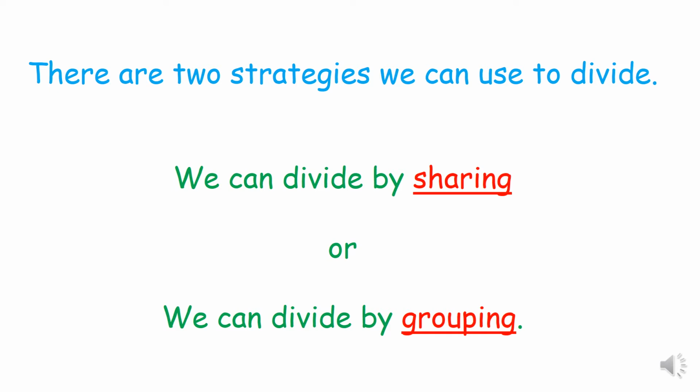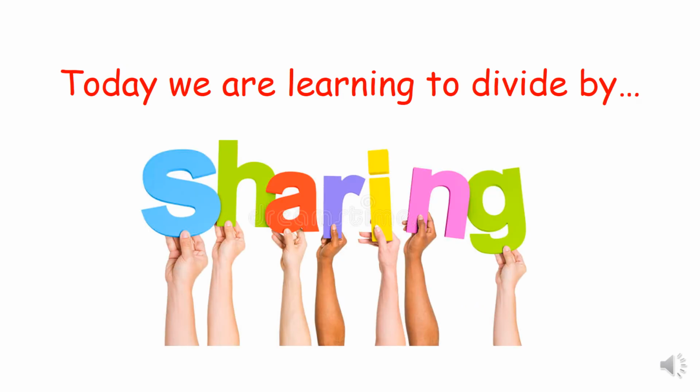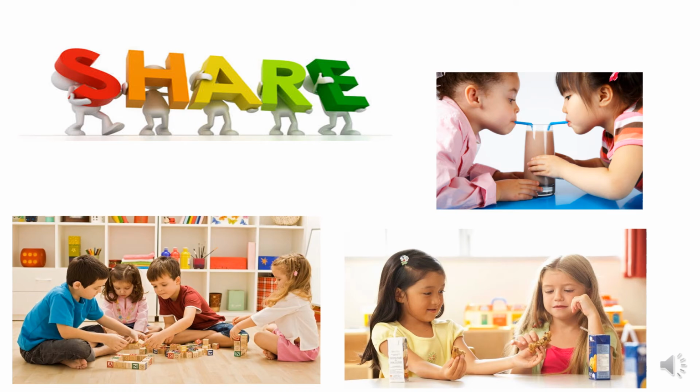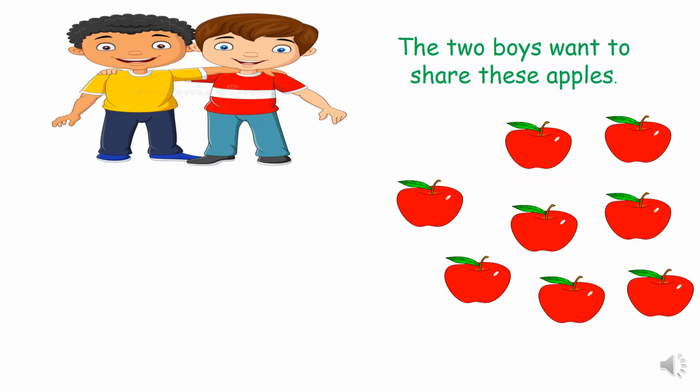There are 2 main strategies we can use when we are dividing. We can divide by sharing and we can divide by grouping. Today, we are learning to divide by sharing. So when we think about the word share, we're thinking about separating things into equal groups, making sure it's fair. When we share things with our friends, we have to make sure that it's the same amount, that it's equal and that it's fair.